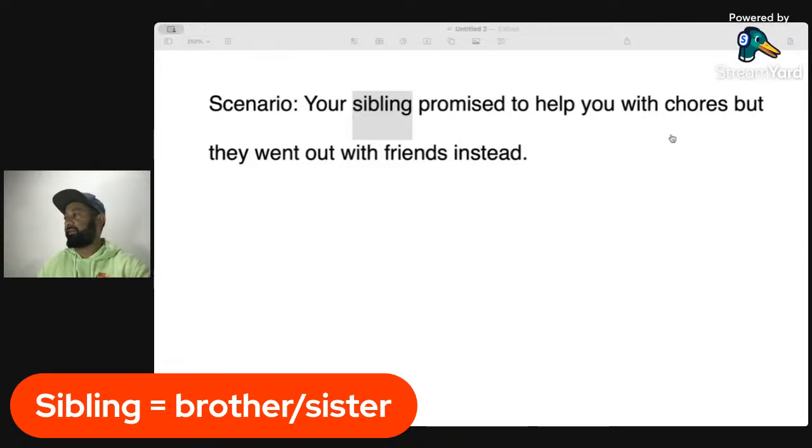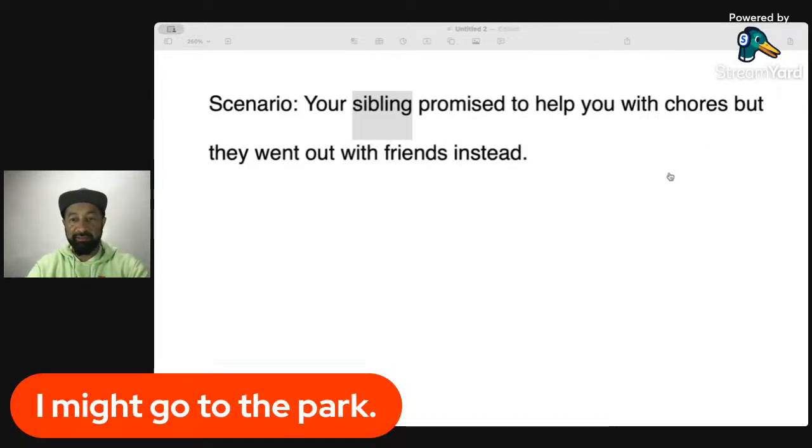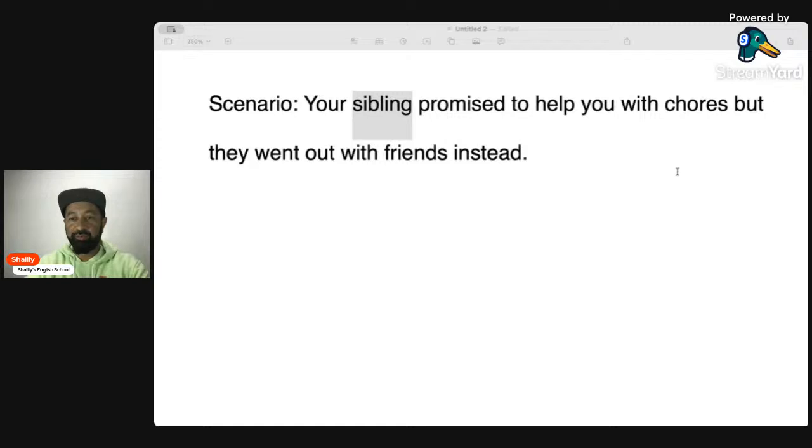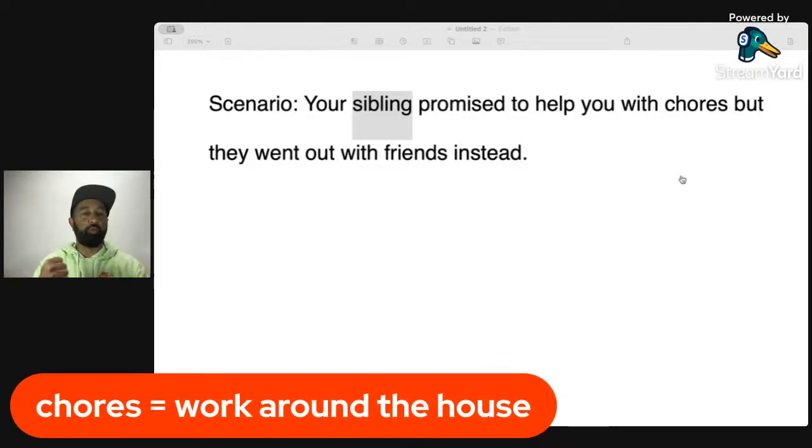Now, your sibling is supposed to help you with chores. What does chores mean? Chores means work around the house. Any type of work that you do around the house is called chores. For example, washing dishes, vacuuming the living room, vacuuming the house, cleaning the yard, raking the leaves. These are all chores.